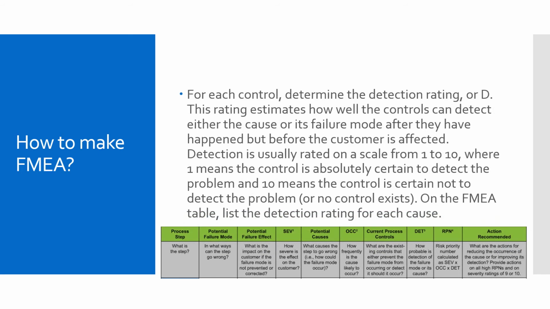Step 11. For each control, determine the detection rating, or D. This rating estimates how well the controls can detect either the cause or its failure mode after they have happened but before the customer is affected. Detection is usually rated on a scale from 1 to 10, where 1 means the control is absolutely certain to detect the problem and 10 means the control is certain not to detect the problem, or no control exists. On the FMEA table, list the detection rating for each cause.